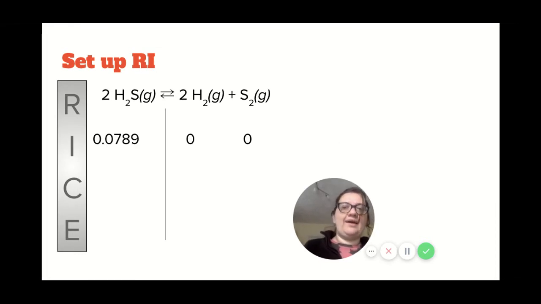Okay, so that is my completed initial conditions. Okay, let's use the RICE table. How do I do that? I need to figure out what's going to happen next.